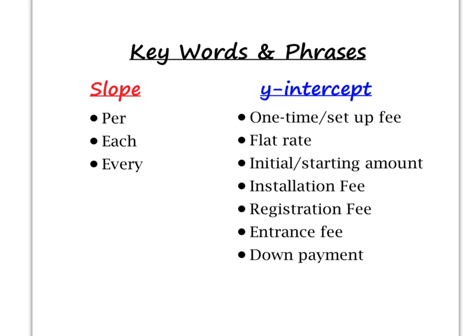That means we need to find something that's happening over and over, and that's what slope is. It changes something every single time you move over on your x-axis. Y-intercept only happens one time. So phrases like a one-time or setup fee, flat rate mean I pay it just once. Initial or starting amount, I'm paying it one time to start out with, and that's it.